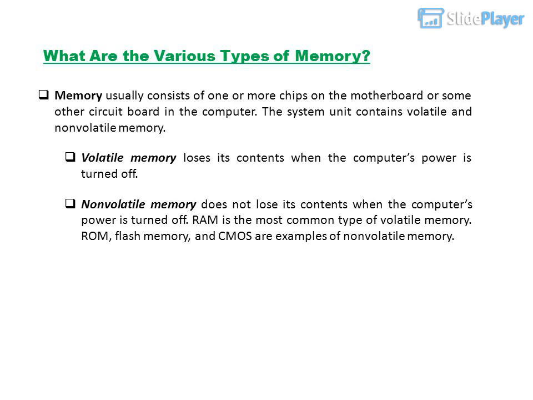Volatile memory loses its contents when the computer's power is turned off. Non-volatile memory does not lose its contents when the computer's power is turned off. RAM is the most common type of volatile memory. ROM, flash memory, and CMOS are examples of non-volatile memory.